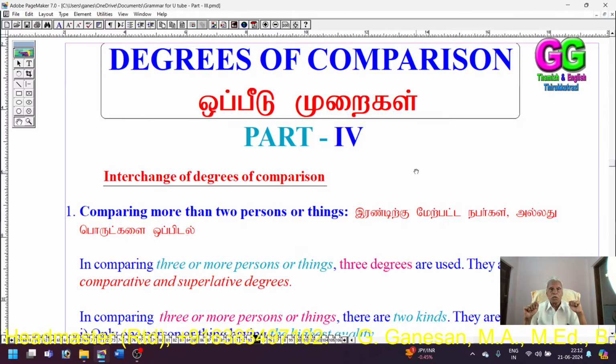In this class, we are going to see comparing three or more persons or things, of which more than one person or thing has the highest qualities. That is, when there are more than two persons or things, two or more persons are having the highest qualities. What are the rules we have? What are the scales we have to use in each degree?